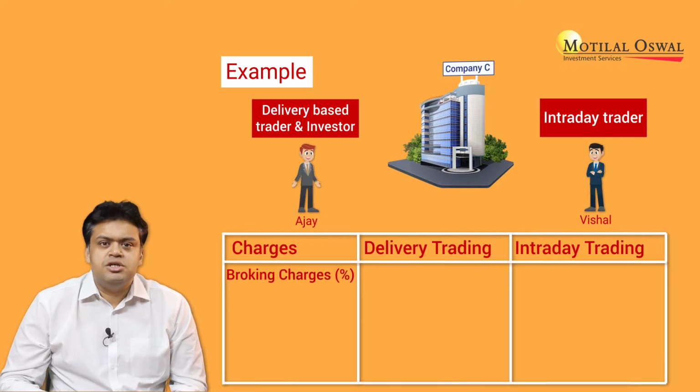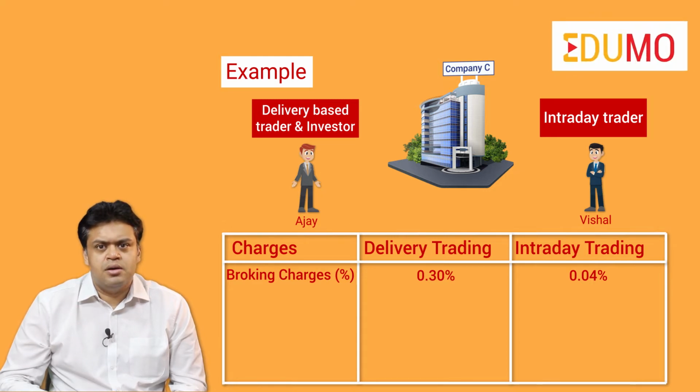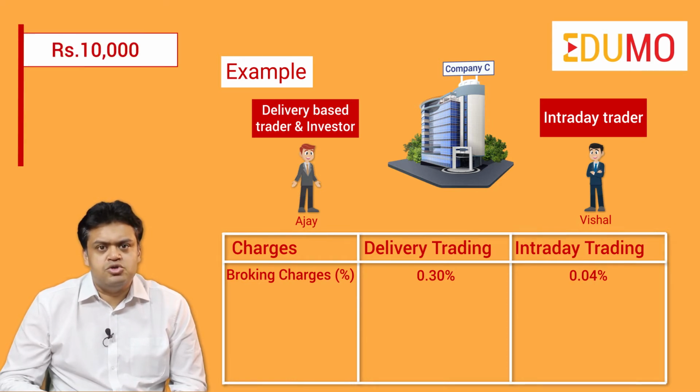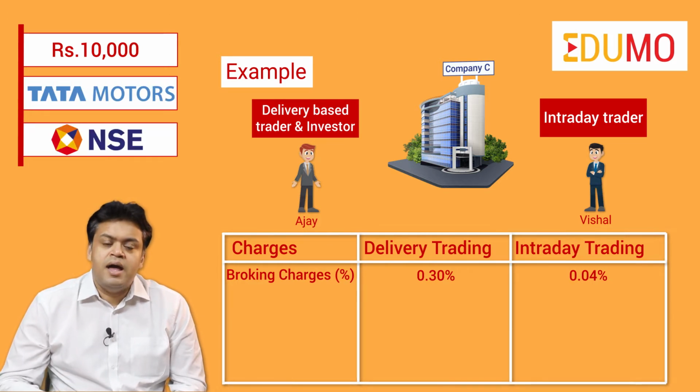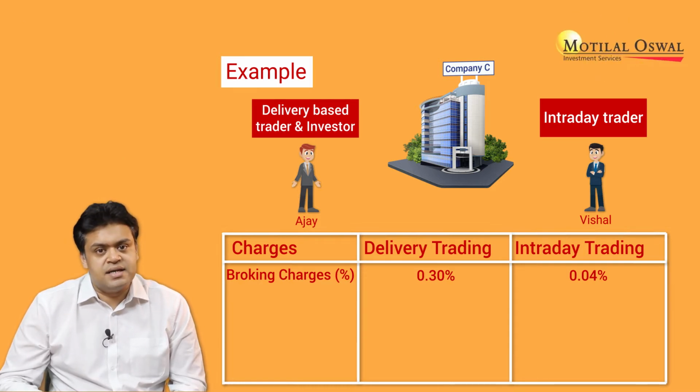The broking charge for C is 0.04% for intraday trading and 0.30% for delivery trading. Also, let us assume that both Ajay and Vishal have put in a total of 10,000 rupees in the shares of Tata Motors in NSE, and both of them live in Mumbai. Now let us look at different charges and taxes paid by them for buying and selling the shares.